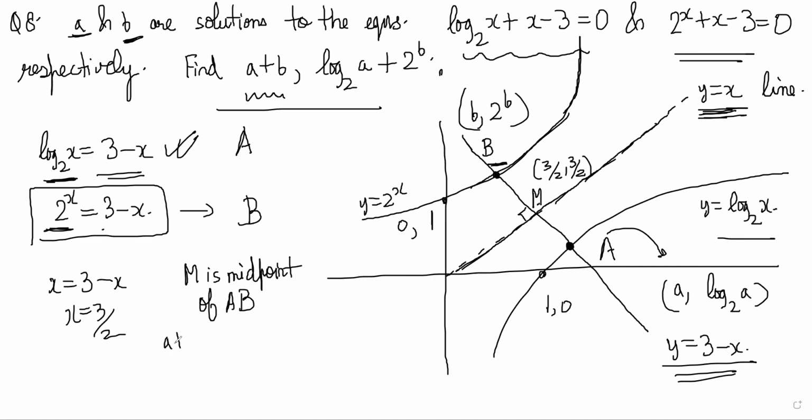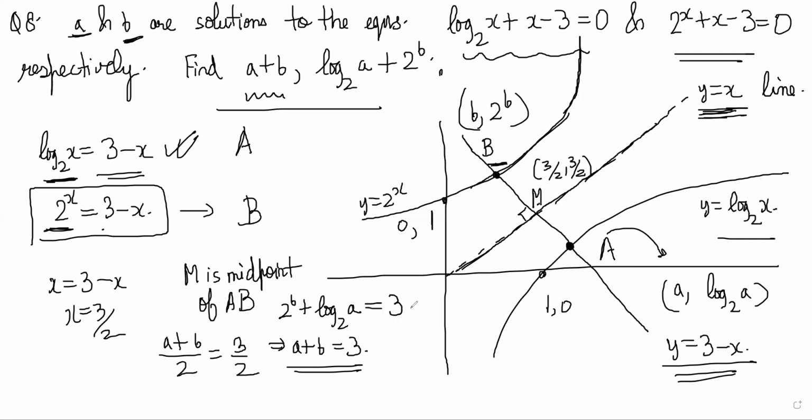Therefore, A plus B by 2 will be the x coordinate of M, which is 3 by 2. So which implies A plus B is equal to 3. And also the y coordinates, 2 power B plus log base 2A by 2, is also equal to 3 by 2. So this is also equal to 3. So both the answers here are 3, and the answers come by simple graphs.